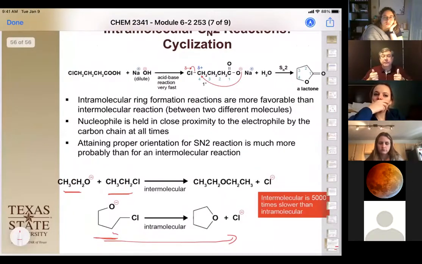Okay, questions on that? Okay, so net thing is SN2 has a lot of factors, so we need to review those and get it straight in our heads where they are. But that's not the only mechanism we have available to us.